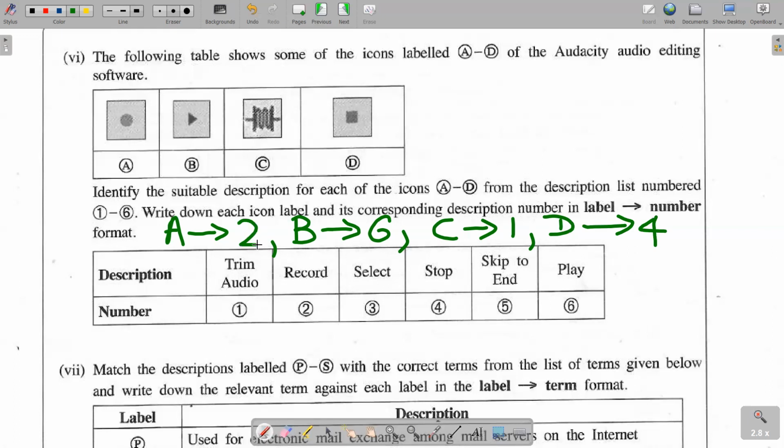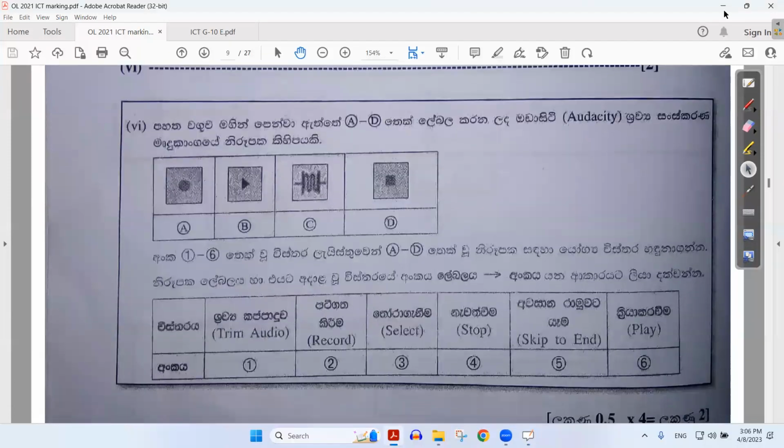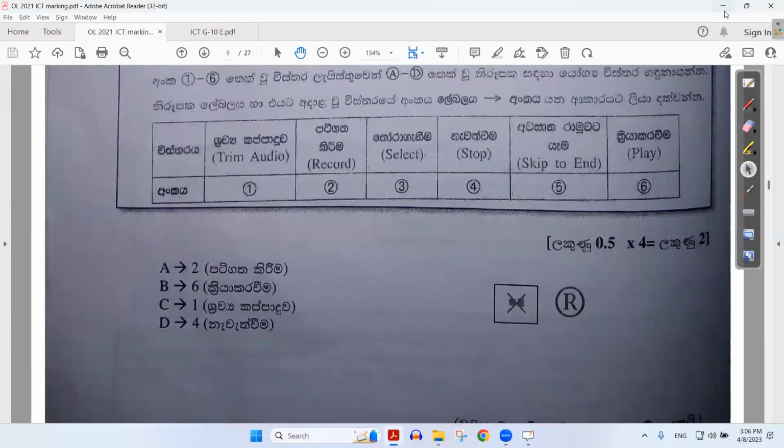So this is how it's going to be. For A it is 2. For B it is 6. C it is 1. D it is 4. Let's cross-check this with the marking scheme. Yeah, there you go. Each and every correct answer is going to have 0.5 marks. So you may see how much you got.